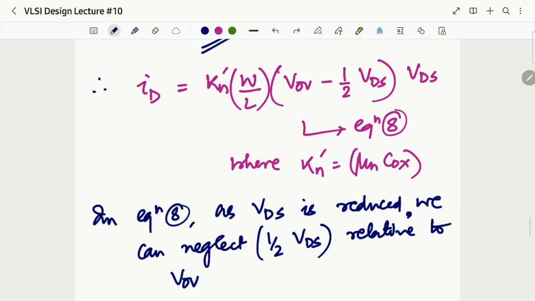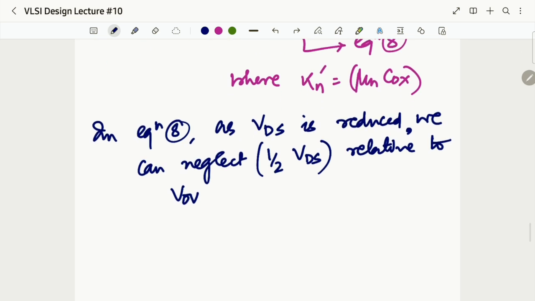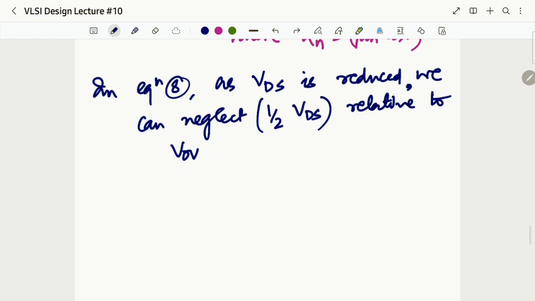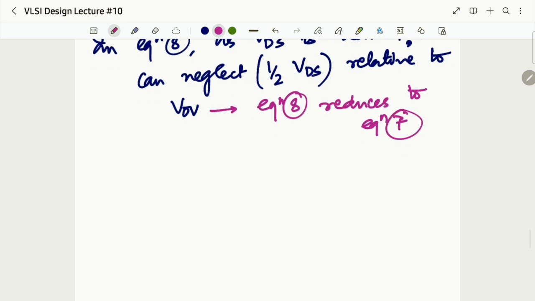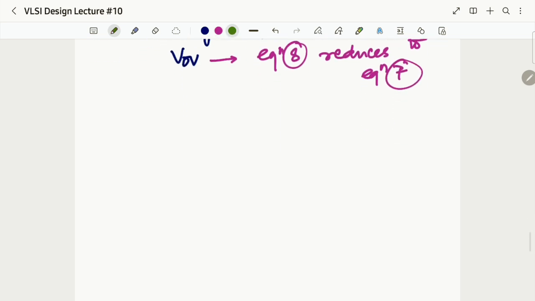And when we do that, when we reduce the VDS, so half of VDS will be neglected, it is even a smaller value. So at that point, what will happen? If we do that, our equation 8 reduces to equation 7. Okay.